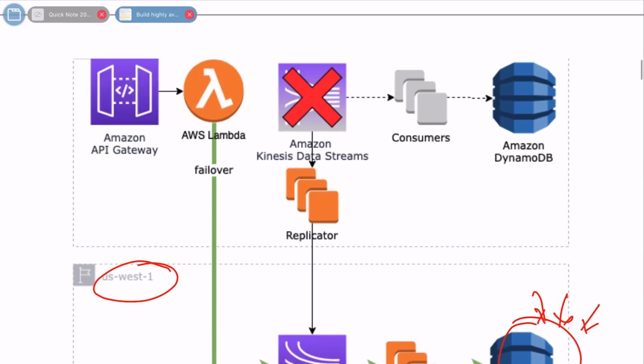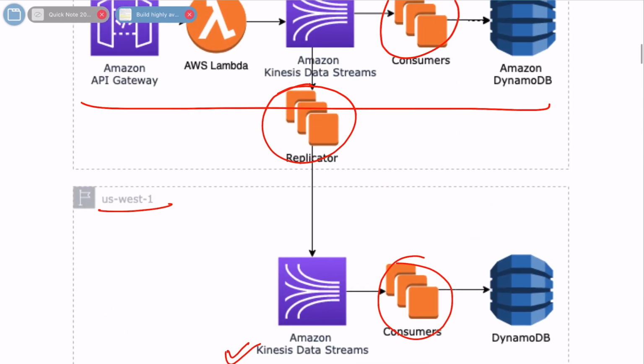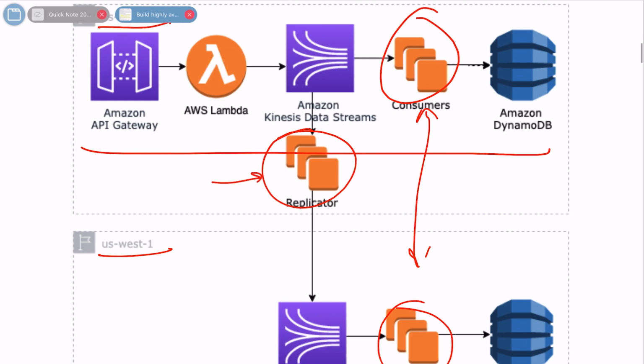Got it? Now as we mentioned, your consumers are running in parallel in both of the regions, they are running in both of the systems, and this replicator can be anything, right? We will be discussing how it looks if we use AWS Lambda, but it could be anything.